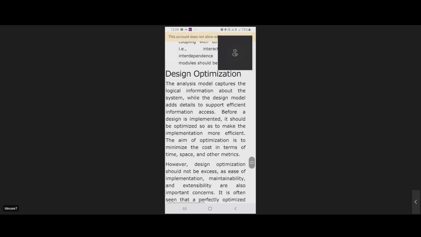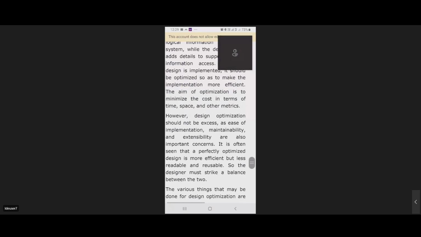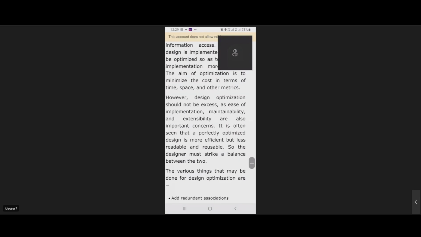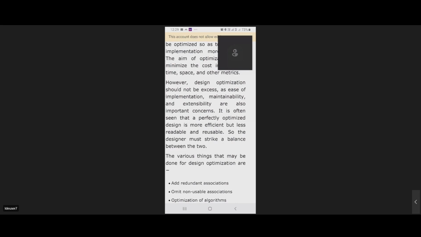The design optimization. The analysis model captures the logical information about the system, while the design model adds details to support efficient information access. Before a design is implemented, it should be optimized to make the implementation more efficient. The aim of optimization is to minimize the cost in terms of time, space, and other elements. So the design optimization should not be excessive, as ease of implementation, maintainability, and extensibility are also important concepts. A perfectly optimized design is more efficient, but less readable and reusable. So the user must strike a balance between the two.